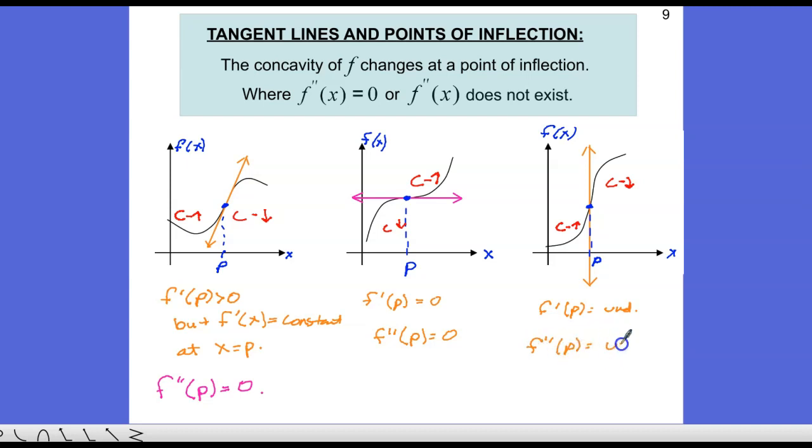will also be undefined. So if you have a point where the concavity of f changes at a point of inflection, then it's going to occur where the second derivative is equal to 0 or does not exist. And that's going to be true in every case where the concavity changes. And so that's the second derivative rule in a nutshell.